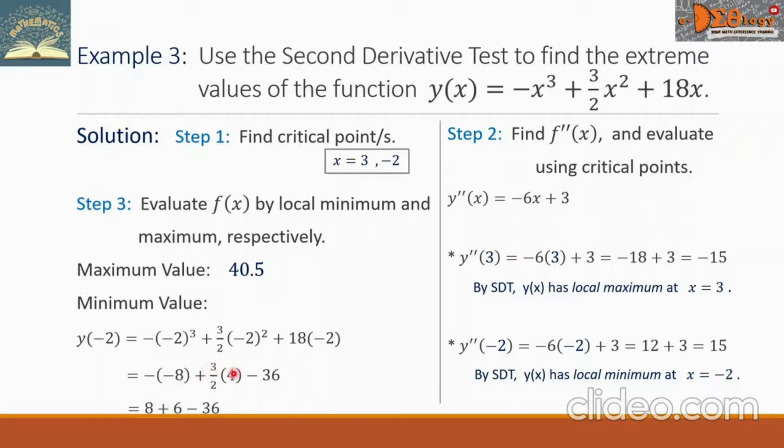3 times 4 divided by 2 is 6. And we copy the negative 36. And when we simplify, the final answer is negative 22. This is our minimum value.